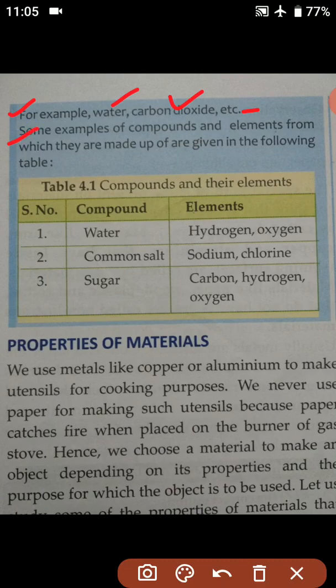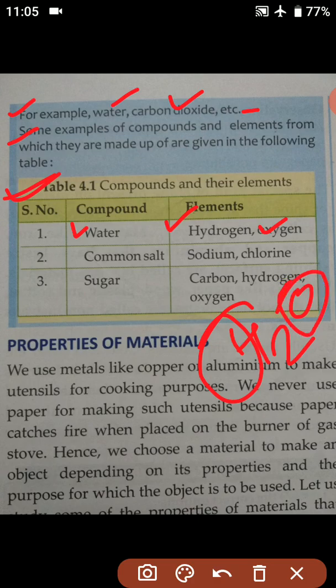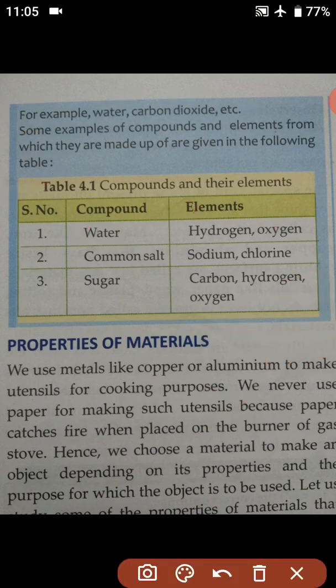Some examples of compounds and the elements from which they are made are given as follows. Table 4.1 shows compounds and their elements. Water is a compound, and the elements used for making water are hydrogen and oxygen, because the formula of water is H2O. Number 2 is common salt, which is made up of sodium and chlorine. The third one is sugar, which is made up of carbon, hydrogen and oxygen.